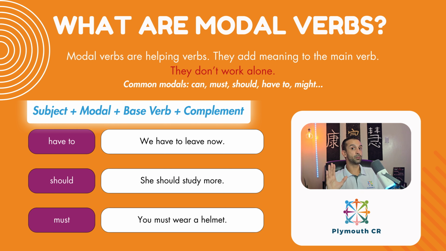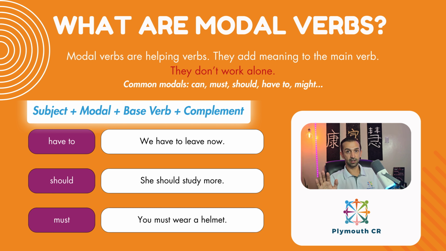Now, it is very important to remember they do not work alone. They always have a verb, okay? We have a lot of different verbs you have been learning: can, must, should, have to, might, could, plenty. Today, we're going to be focusing on have to, should, and must.